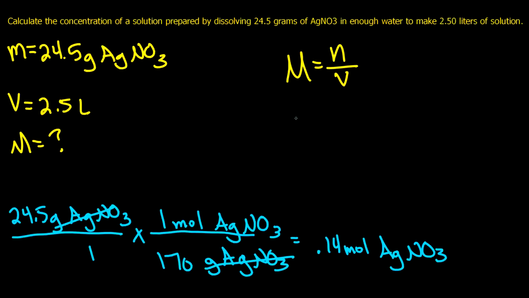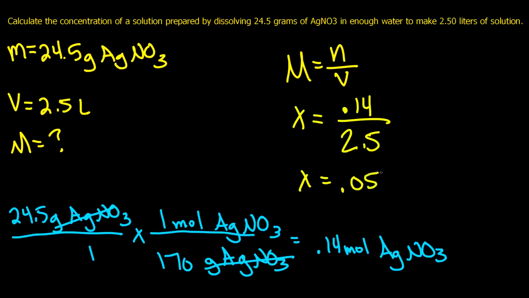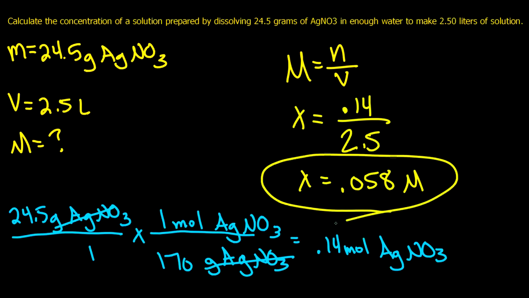Now we can use our formula. So I'm looking for molarity, that's going to be X. Moles we just found out to be 0.14. Volume is 2.5 and it is in liters, so I don't have to convert anything, so that's just 2.5. So 0.14 divided by 2.5, and I get 0.058. 0.058 what? Well, that's going to be moles per liter, or you could also do molar. And there is our answer. Let's look at another one.